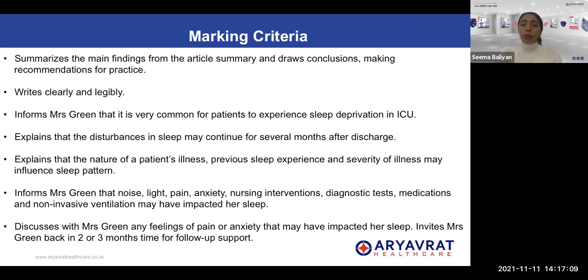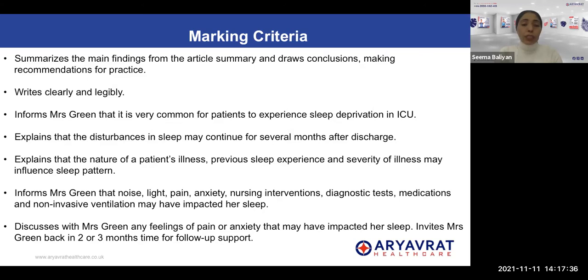You inform Mrs. Green that it is very common for patients to experience sleep deprivation in ICU. You explain that the disturbance in sleep may continue for several months after discharge. As you know, patients can experience it until after 6 months. You explain that the nature of the patient's illness, previous sleep experience, and severity of the illness may influence their sleep pattern. So we have already seen that there are various reasons.